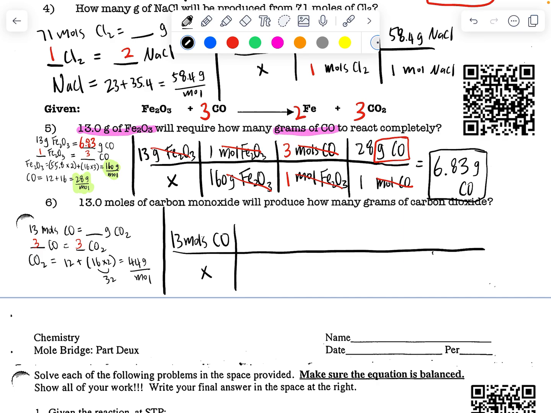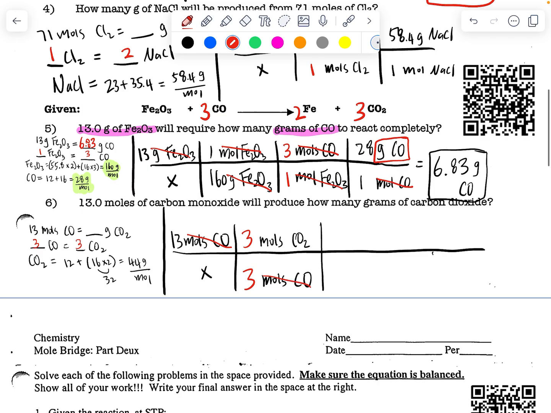So you're going to actually use the mole bridge directly, right away. So back to your mole bridge. So 3 moles of carbon monoxide. That gets me also 3 moles of carbon dioxide. Boom.